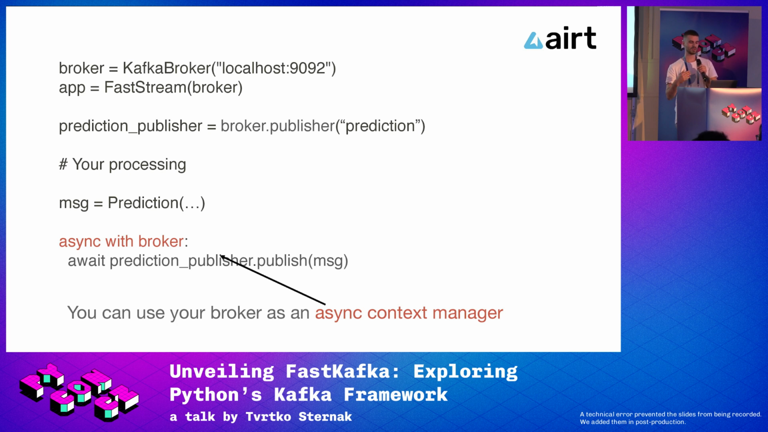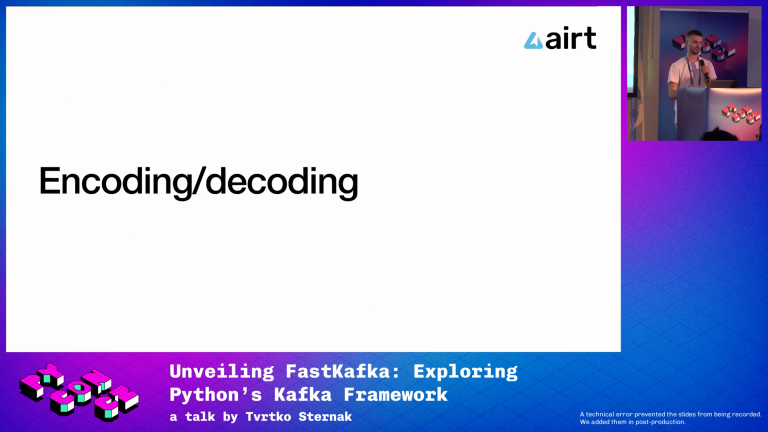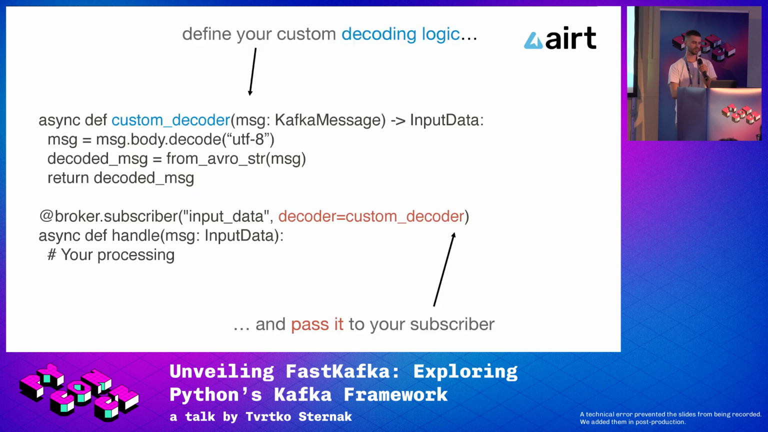In our case, we were working with a JSON format, and one of the first feedbacks we got was from the people that are using Avro. And they wanted to use FastKafka, but with some custom encoding and decoding. And the decoding logic is quite simple to implement. You have a decoder variable in your subscribers. You define your custom decoder, which accepts a Kafka message. You take the body of the message and do whatever decoding you want, and it will then be injected as input data into your handle function.